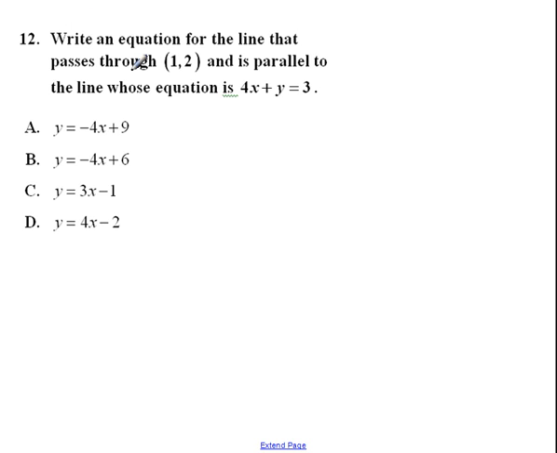Alright, number 12. This one's a little bit different than what you're actually going to see on your test, so I'm going to work out number 12 for you real fast and then show you the way it's going to look on your actual test.